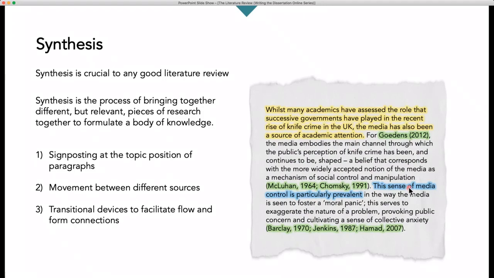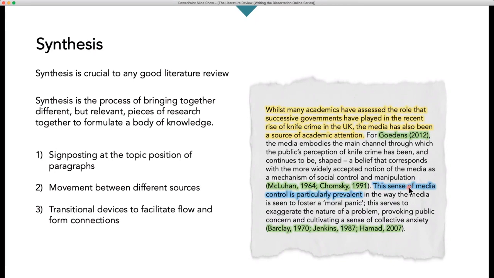And synthesis is one of the most important concepts in structure and writing in general, but certainly in the context of a literature review. And I defined it earlier as bringing different bits of information together. And you do that to help form a body of knowledge, to potentially form new knowledge, but certainly formulate a body of knowledge to help consolidate information. But it's a little bit more than that.